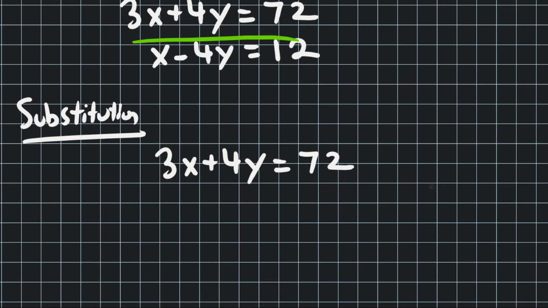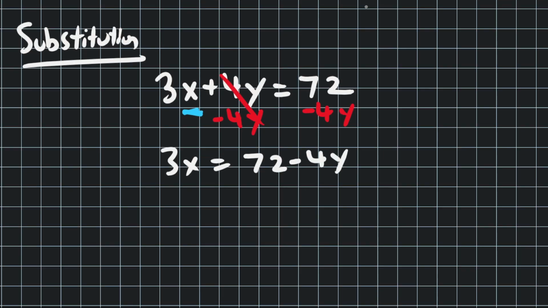And what we're going to do next is pick one variable to solve for. Do I want to solve for x or do I want to solve for y? Again, it doesn't matter which one you pick because ultimately you'll get the same answer no matter how you do it. But I am just going to choose x. If I want to solve for x, I have to isolate the x, meaning I will get rid of this positive 4y by subtracting 4y from both sides. We have 3x equals 72 minus 4y. And then we can divide both sides by 3 to finally isolate this x.